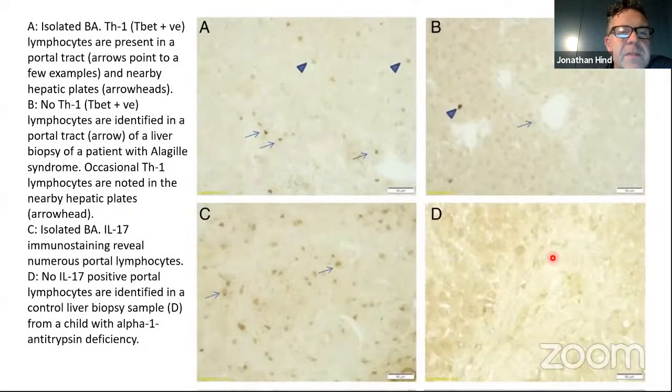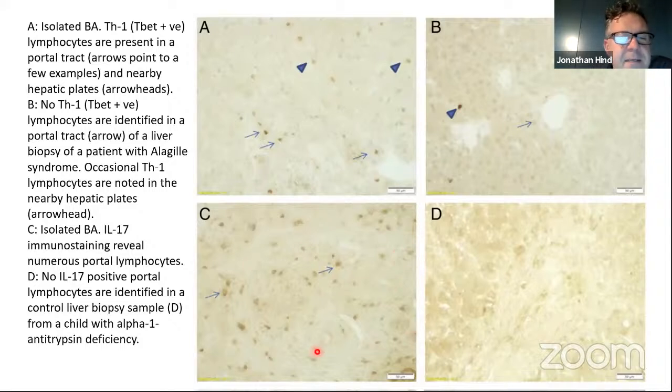So this is just showing you some work. Histology A is an isolated biliary atresia, and you can see that Th1 lymphocytes are present in the portal tracts and in the hepatic plates. That's the bigger arrowheads, against a sample from someone with Alagille syndrome, where there aren't any Th1 lymphocytes in the portal tract. C, again, is isolated biliary atresia.